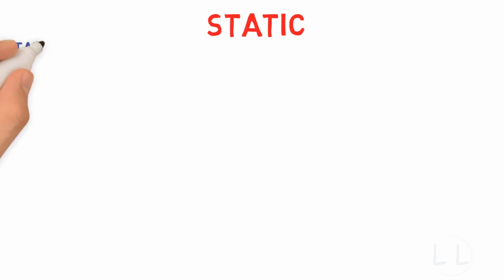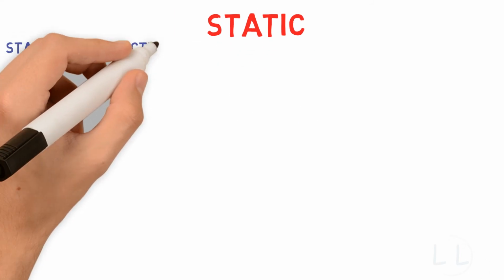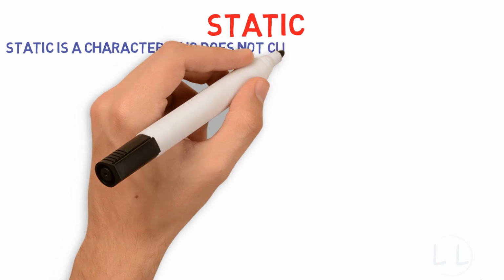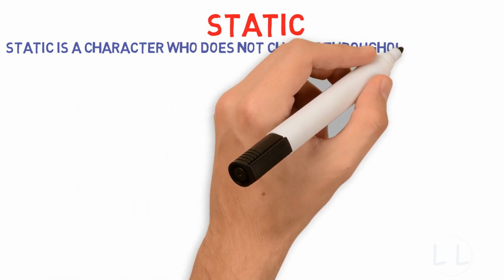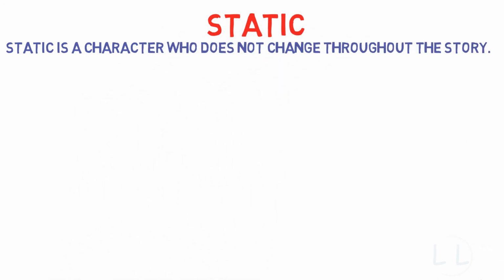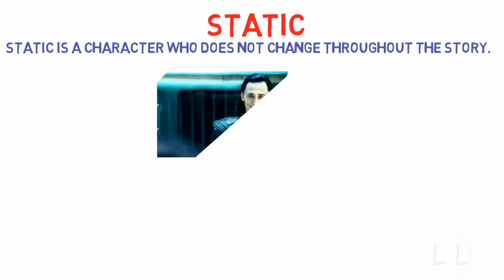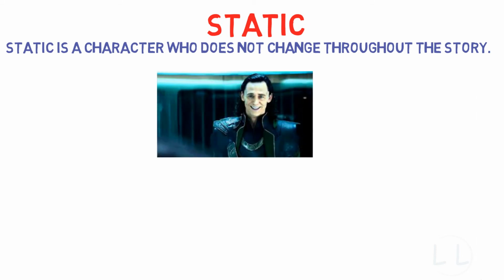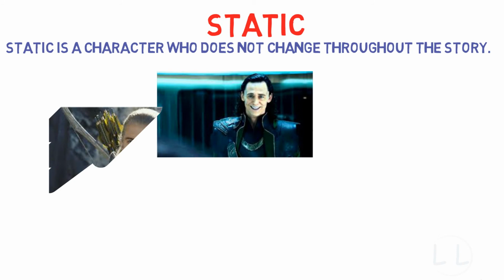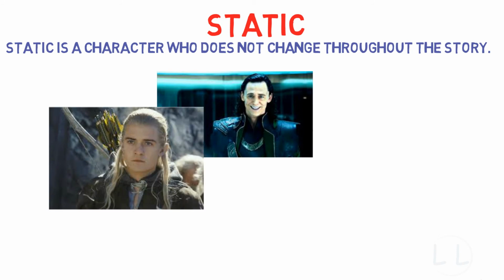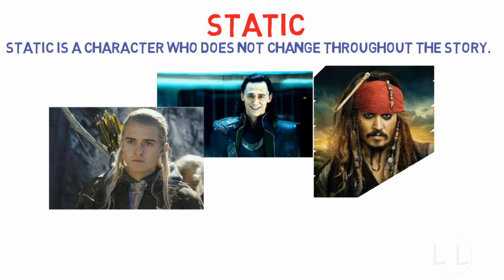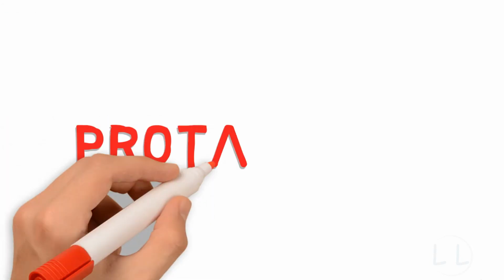Static. A static character is a character who does not change throughout the story. I'm going to give 3 examples for this. Let's start with a villain that was out for himself and just to gain power. An elf that doesn't change in appearance or age will fight by your side. Perhaps a pirate captain, their goal is for themselves. A lot of these characters are protagonists.